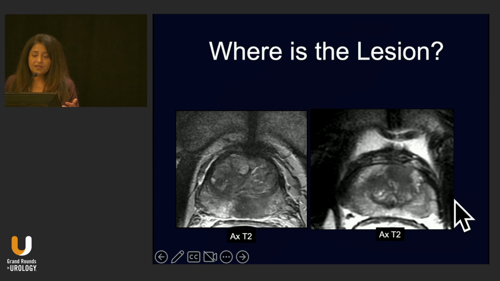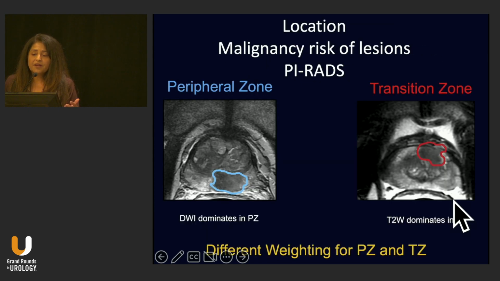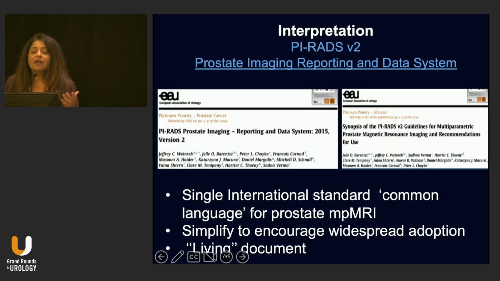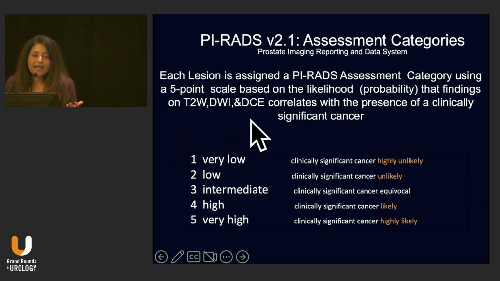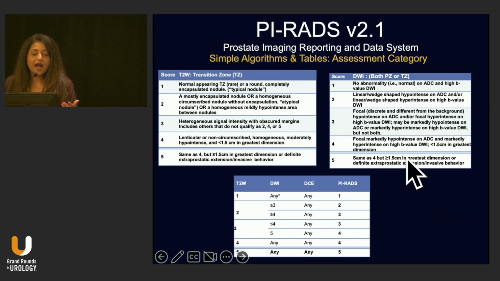Where's the lesion in the peripheral zone here and in the transition zone on the right? The reason is because PI-RADS is a malignancy risk for lesions. It's a risk stratification. What is the likelihood of a clinically significant tumor? There are over 1,000 articles now on PI-RADS. It's become a single language, et cetera. And even in the most recent version, it remains a living document. Things are being tweaked. It's a 1 to 5 scale, where 1 is very low and 5 is very high for malignancy.